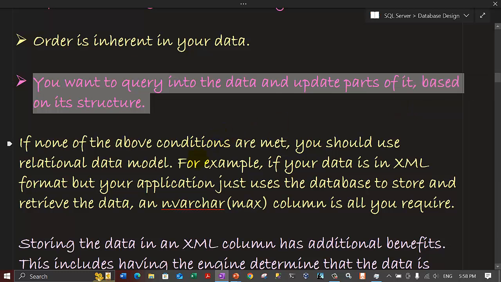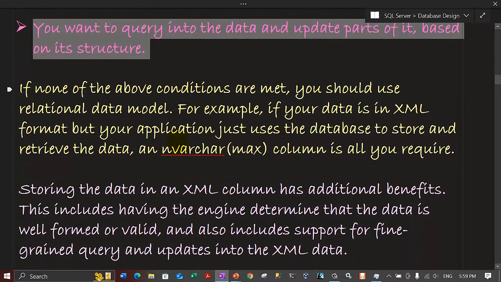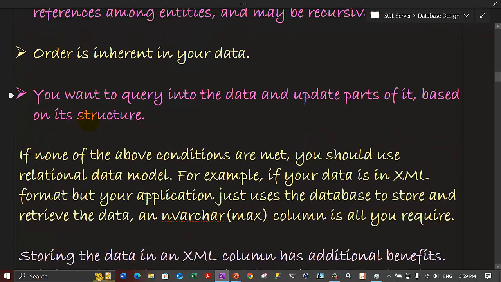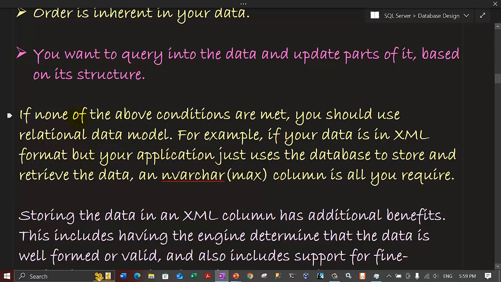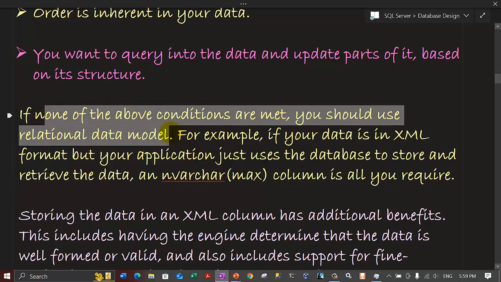Now basically if you want to update part of the data, in those situations you should consider using the XML data model. Now we have talked about 4 or 5 conditions. We talked about 4 conditions. So if none of the above conditions are met, you should use the relational data model.